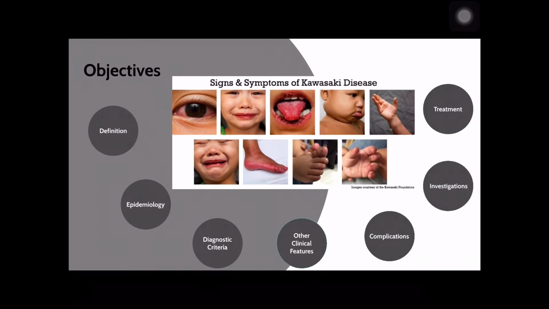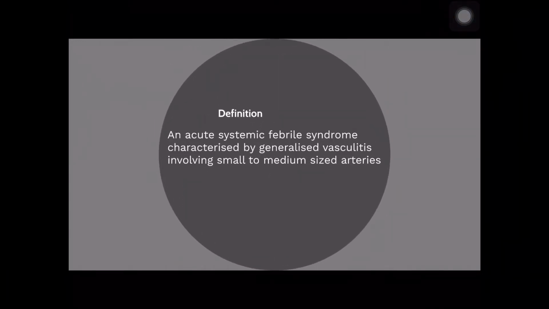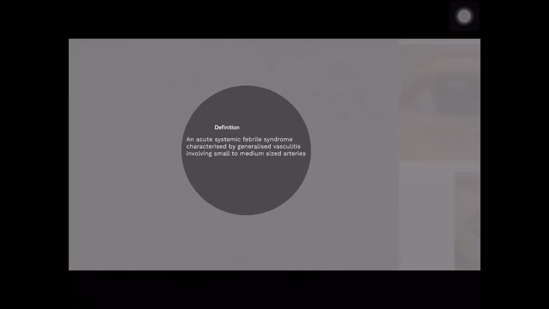So first of all, I would like to move on to the definition of Kawasaki disease. Kawasaki disease is also known as mucocutaneous lymph node syndrome. It is an acute systemic febrile syndrome characterized by generalized vasculitis involving small to medium-sized arteries.